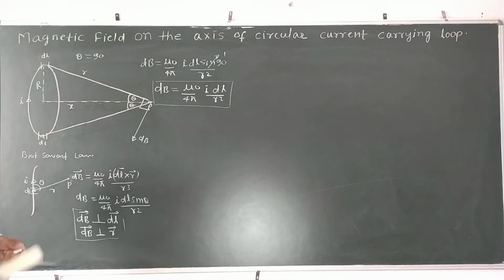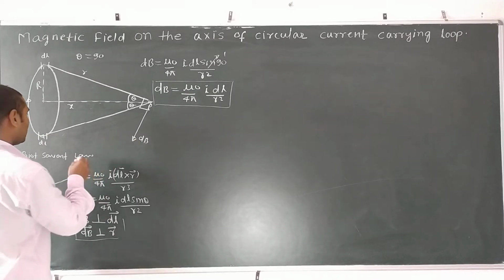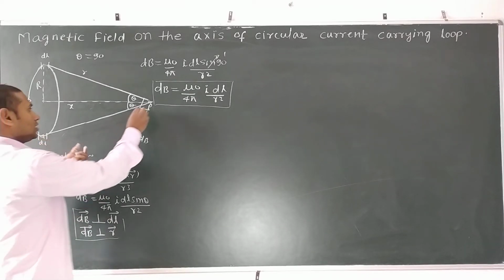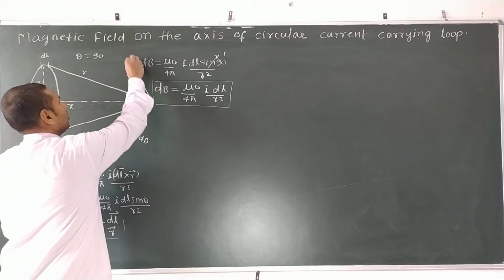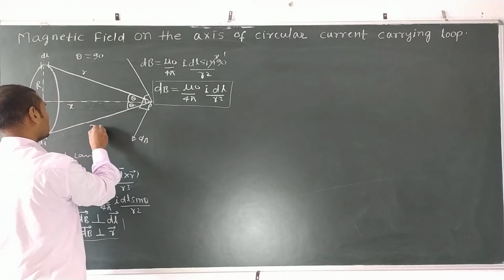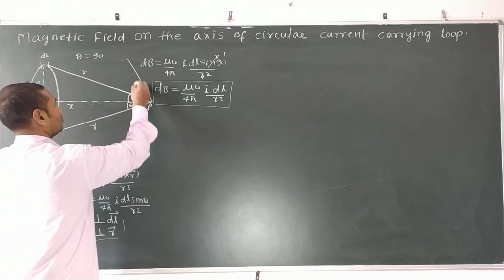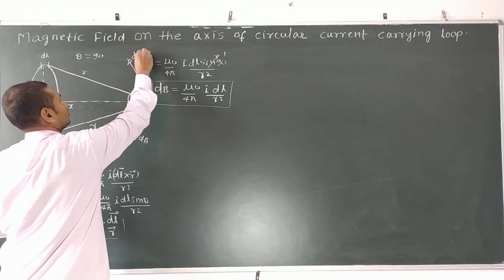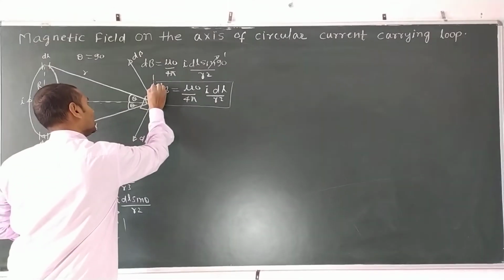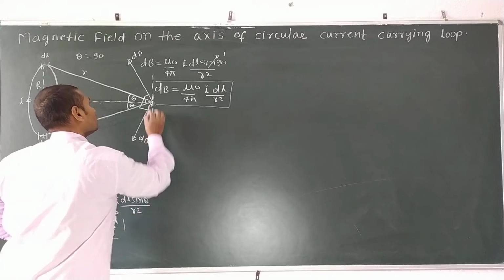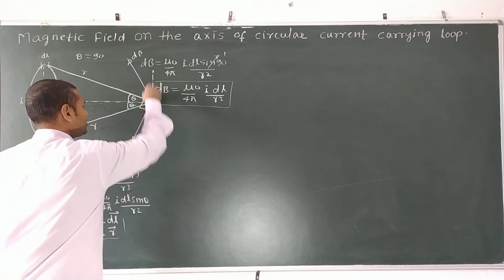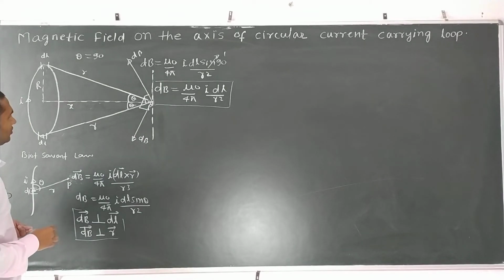Okay, so here the dB is like that, and in the same way, due to this dl there is a dB which is also perpendicular to this r. Okay, this one dB. So we consider here a horizontal line. We consider here a vertical line. This we consider a y-axis, that is a vertical line.